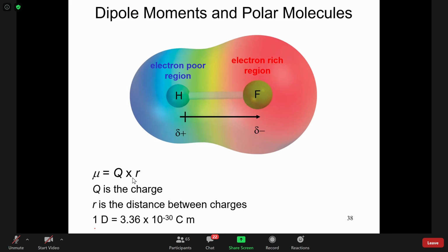Q, if we want to calculate this, Q represents our charge and R is the distance between the two charges. This is measured in something called the Debye, which by definition, 1 Debye equals 3.36 times 10 to the negative 30 coulomb meters. You're not going to have to do that. I just want you to know you can physically calculate an actual dipole moment.